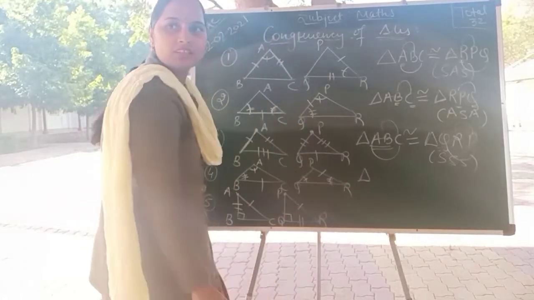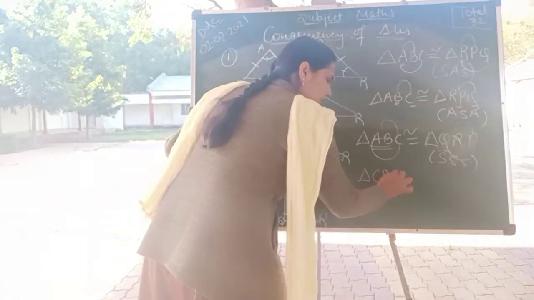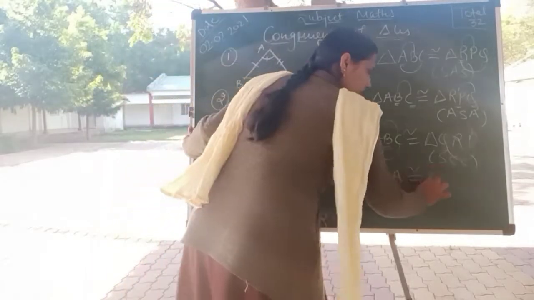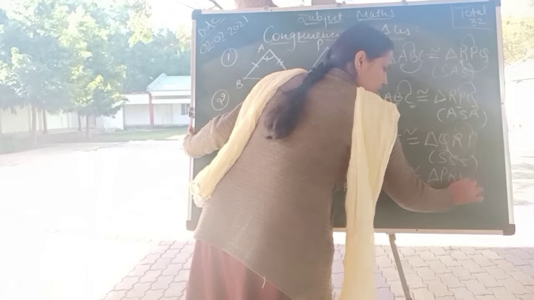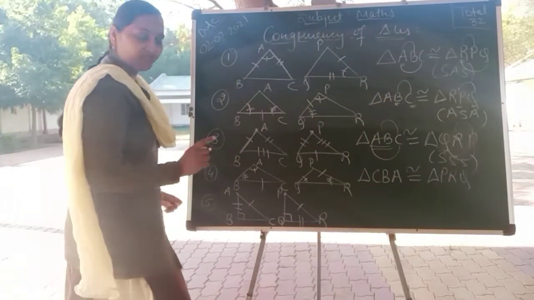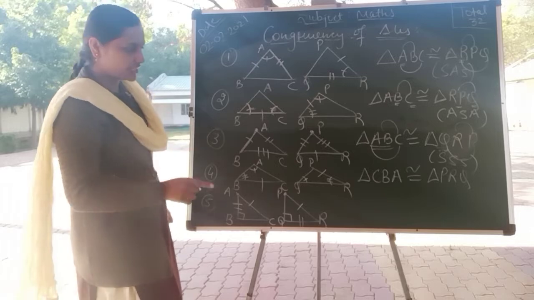Triangle CBA is congruent to triangle PRQ. Let me check. First I will check the corresponding parts, whether it is correct or not.